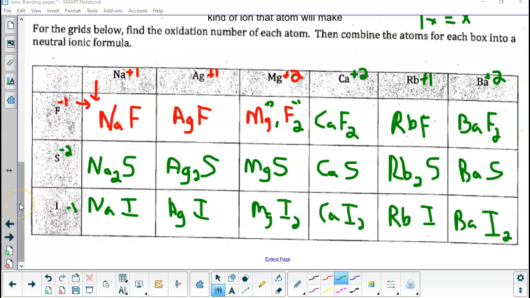Okay, now the bottom chart is exactly the same thing, just different atoms. So look up the charges on the periodic table and try it out. You'll notice you have a couple that have a 3 charge. That would be something that I didn't demonstrate on this grid, but you've seen before. So go ahead and try to finish that up, turn it in for points, and we'll see how you do.